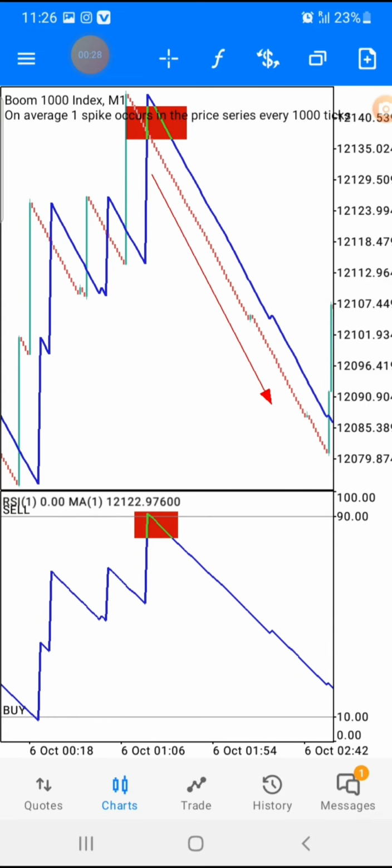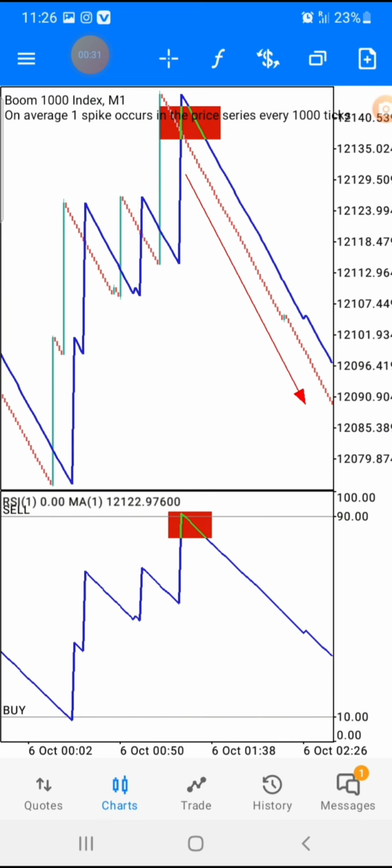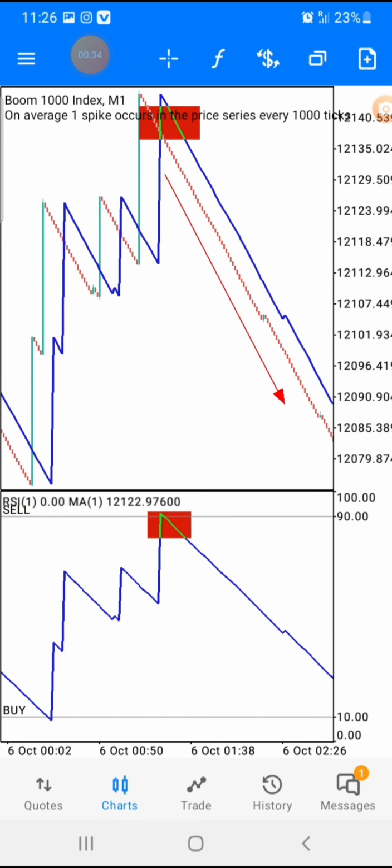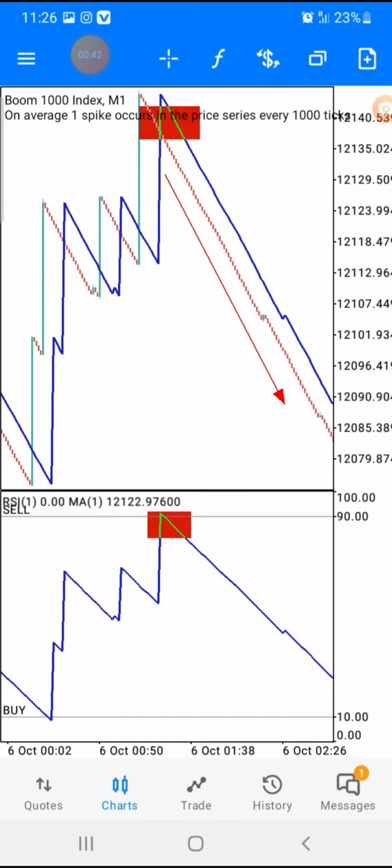Okay, so this is what I mean. You can see what we have here. Before I start explaining the strategy, let's first of all look at the settings, how we are going to set up our chart so that we have something like this. So we're gonna go here.